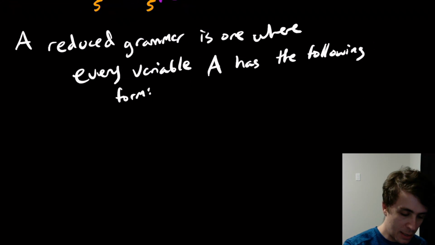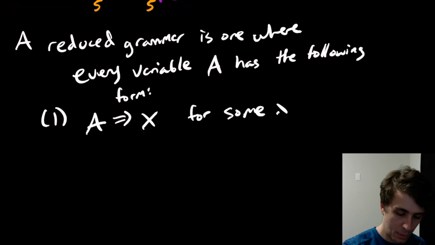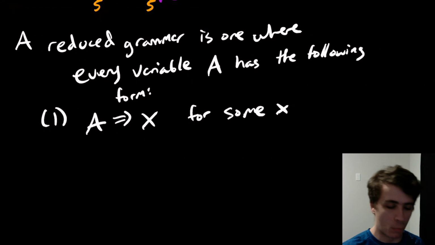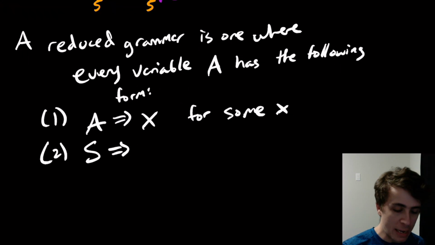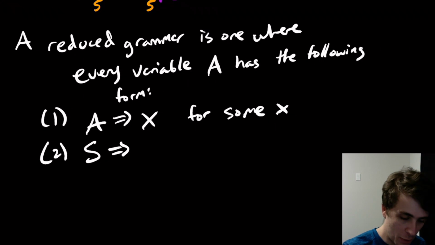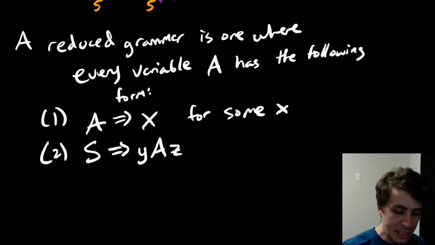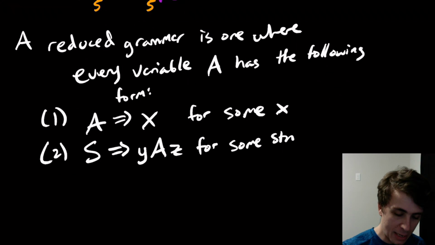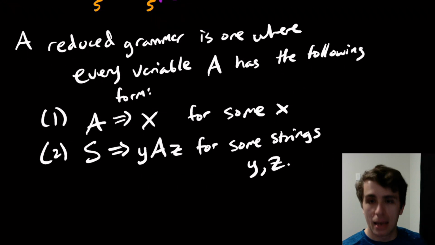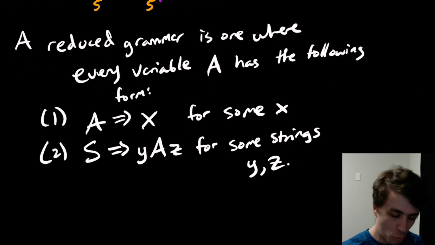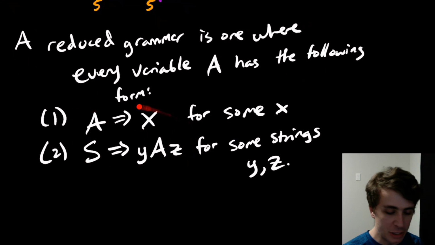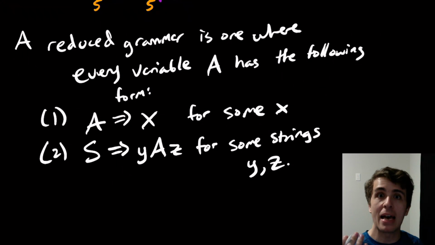Either A produces X for some X. This is just saying that A is involved in a rule somewhere, which is totally reasonable. And the other case is that S generates Y, A, Z for some strings Y and Z. And why is this important? Well, what we want to do here is to exploit this structure in the grammar. And I can assume that such a grammar exists. So if I have any CFG, I can convert it into reduced form. Why?